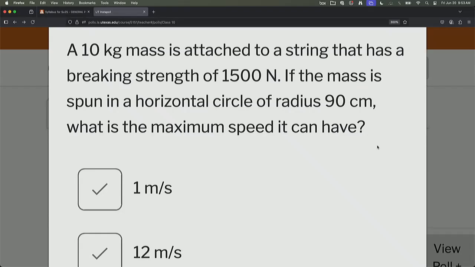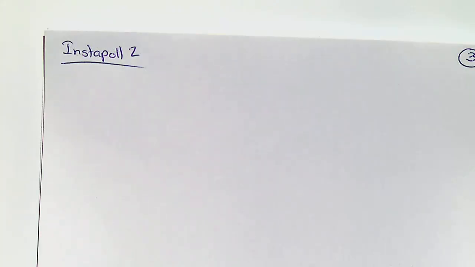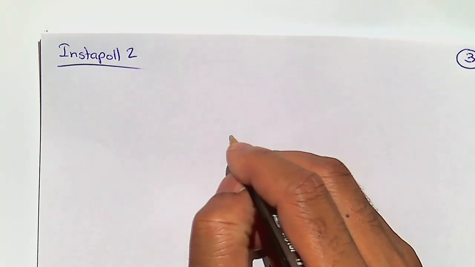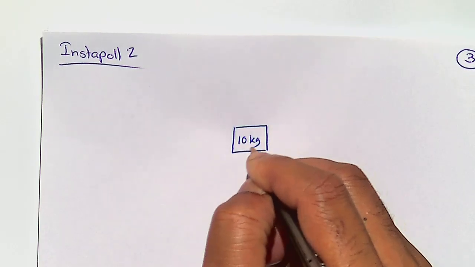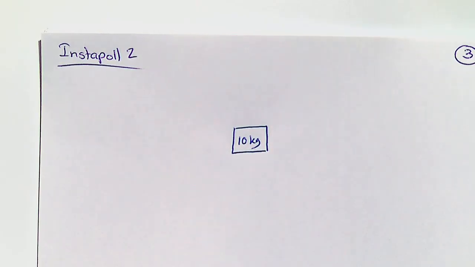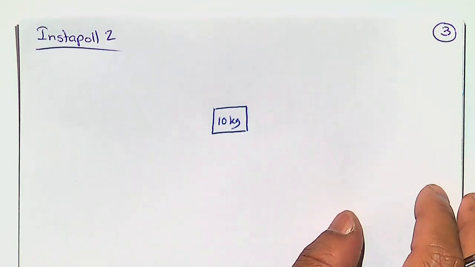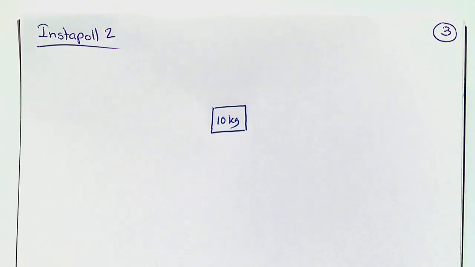So switching to the document camera, let's draw a picture. We have a mass. They tell you it's 10 kilograms. It's attached to a string. It breaks at a certain force value, right? So at a certain point, it'll break, which is realistic, right? If you have a string and you fix any object and you try to swirl it around your head, you know it doesn't have infinite strength, right? At some point, things break, right?